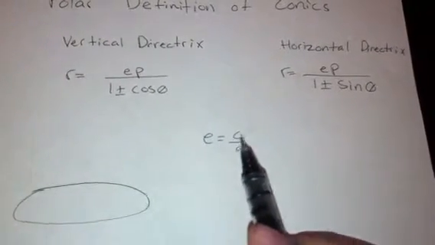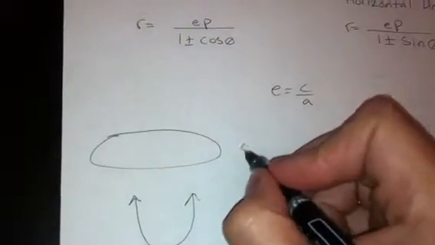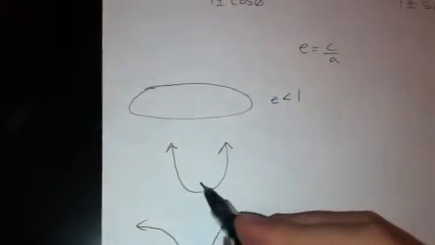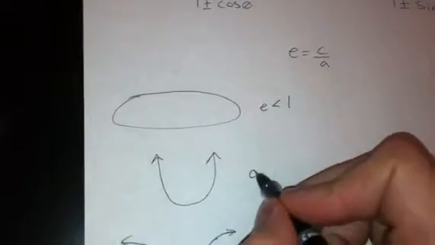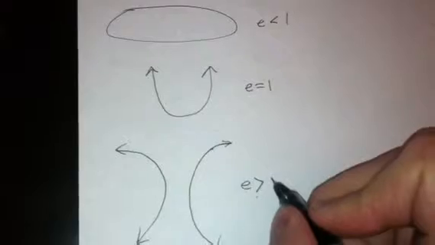E equals c over a. In this case, we have an ellipse. So with an ellipse, we know that e is going to be less than 1. With a parabola, we know that e is going to be equal to 1. And with a hyperbola, we know that e is going to be greater than 1.